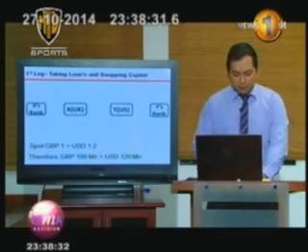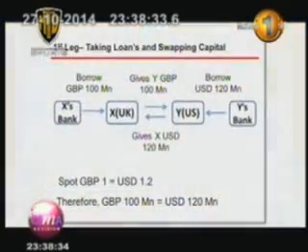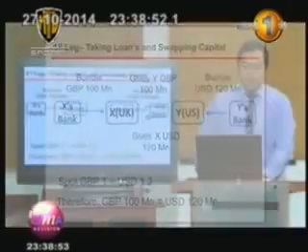What happens? X will take a loan of 100 million pounds from X's bank. Why does X borrow in pounds? Because it is cheaper for X to borrow in pounds. And then Y will take a loan of $120 million from Y's bank. Why does Y borrow in dollars? Because it is cheaper if Y borrows in dollars.